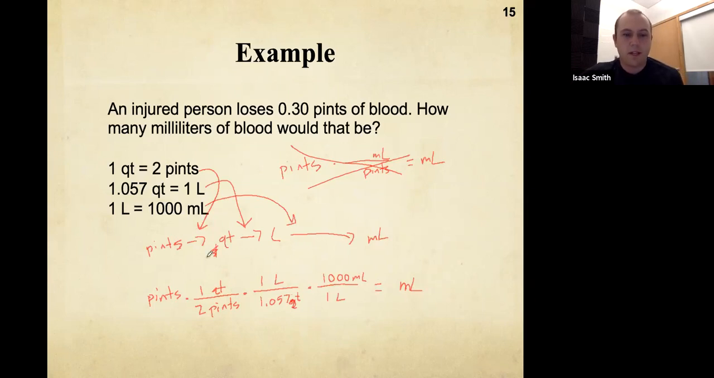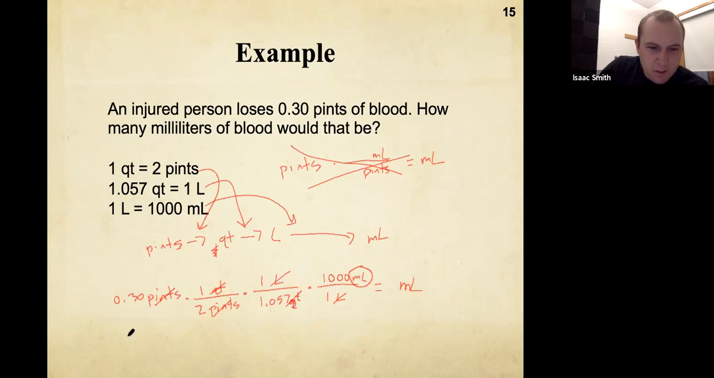All right, so now let's work through this. We start with 0.30 pints. Our pints cancel out, our quarts cancel out, our liters cancel out, and we're left with milliliters as our final unit. Now we can put this into our calculator. I think the easiest way is to multiply all the numerators together and divide by all the denominators multiplied together. That's usually the easiest way to put it in your calculator.